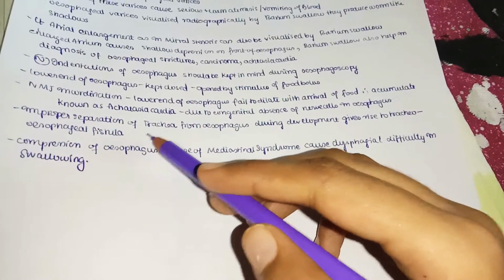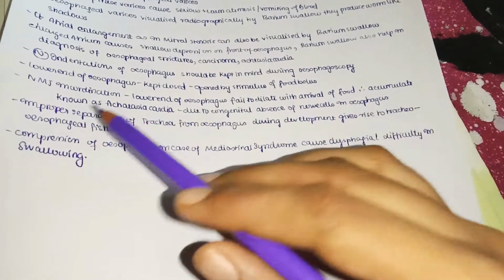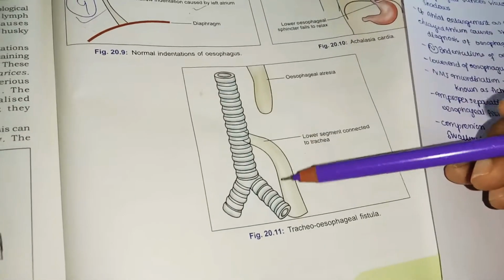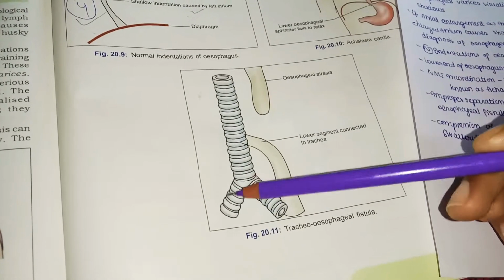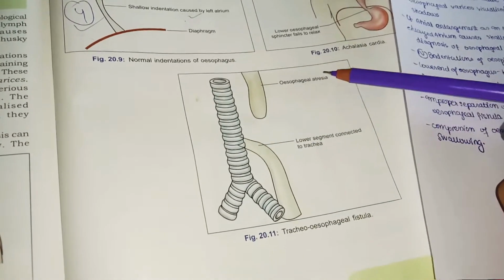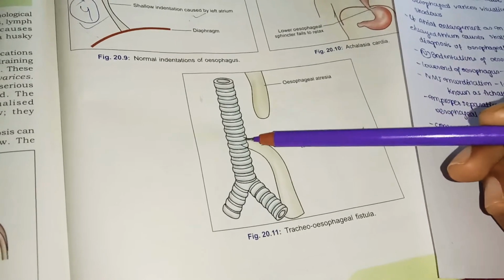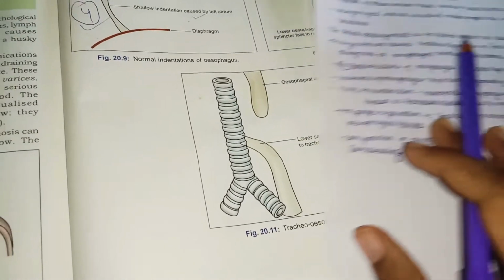Next, improper separation of the trachea from the esophagus during development gives rise to tracheoesophageal fistula. So if you see this diagram, this is a tracheoesophageal fistula. Sometimes the esophagus and trachea are not separated. So this is the trachea, right? This is a lower segment connected to the trachea, that is the esophagus. This is esophageal atresia. Atresia means it has stopped here and it's connected. So this is called tracheoesophageal fistula.